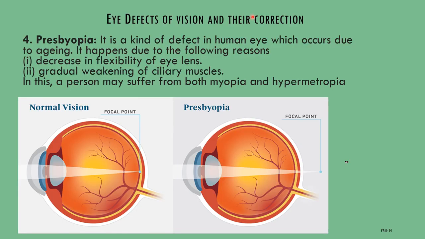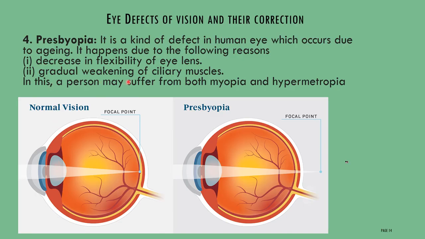Eye defects of vision and their correction. Fourth one is presbyopia. It is a kind of defect in the human eye which occurs due to aging. Old age person, normally he will get presbyopia. It happens due to the following reasons. Decrease in the flexibility of the eye lens. The flexibility is nothing but enlarging or decreasing the size of the eyeball. Flexibility of the eyeball will get decreased.